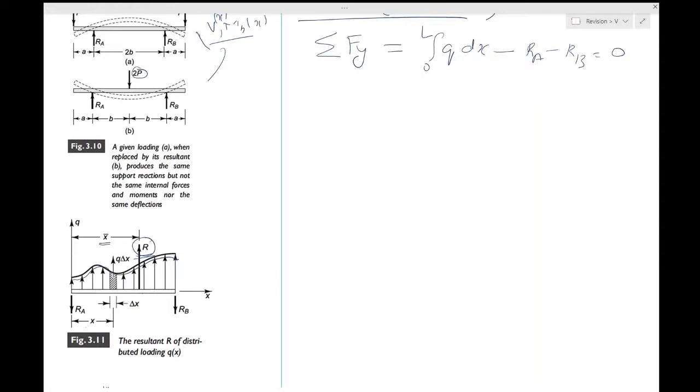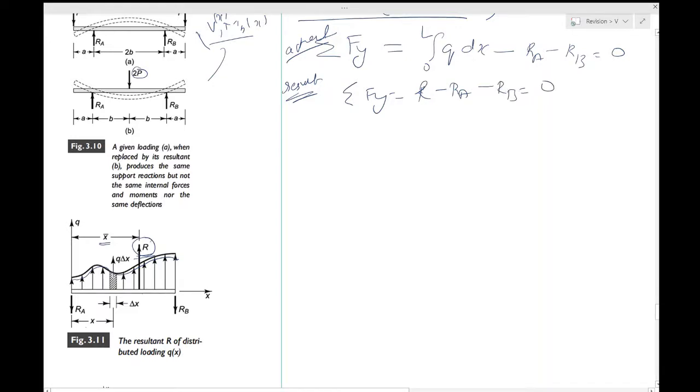The internal ones don't matter, but the reaction and the external forces must be the same. So in this particular case, for the actual, this is the case. For the resultant, you do the same, and then you would find R minus Ra minus Rb equal to 0.